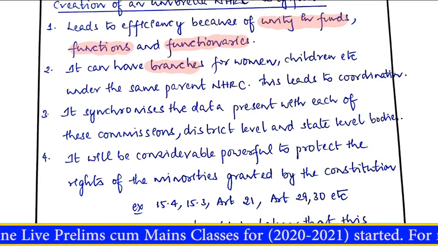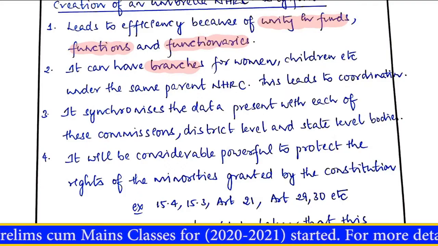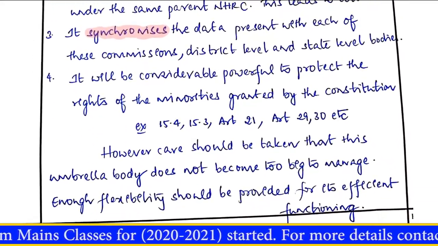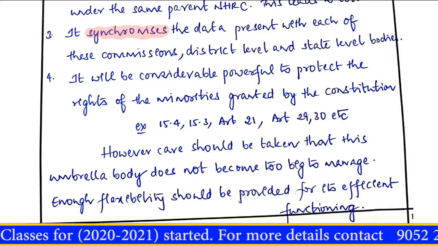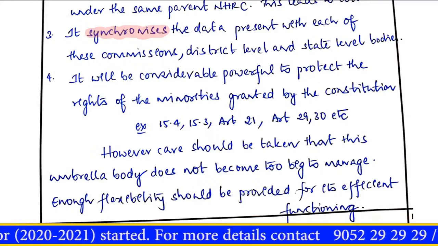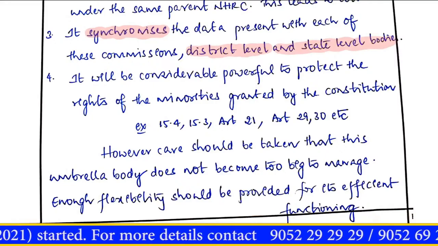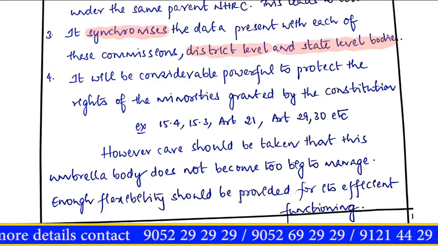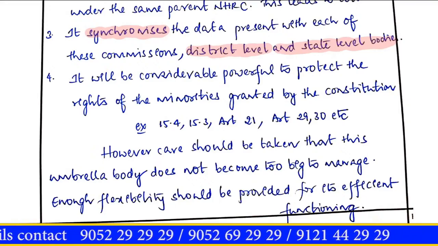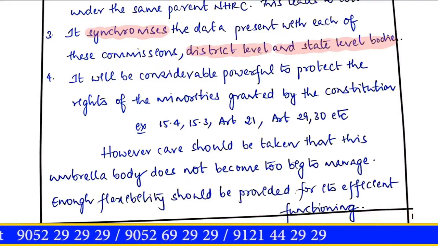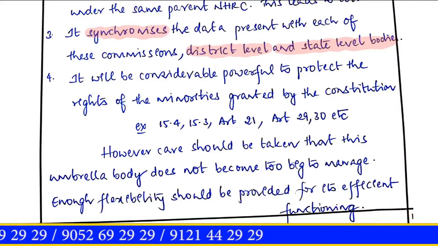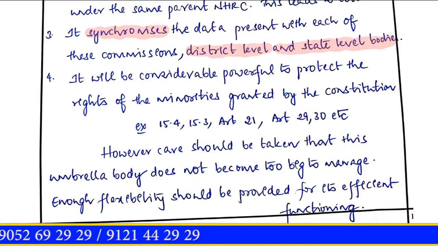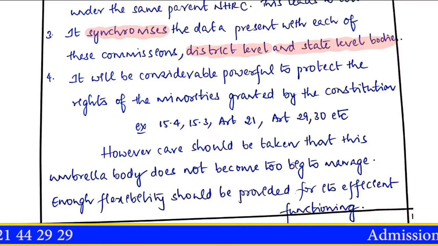In addition to this, it synchronizes the data present with each of these commissions, district level and state level bodies. So these commissions, their state counterparts, their district counterparts, they all have a lot of data. So all this data can be synchronized under a single platform, and as we all know, data is very important these days. Using this data, we can improve our policy making and see what can be done and launch new schemes if necessary in order to improve these particular populace.